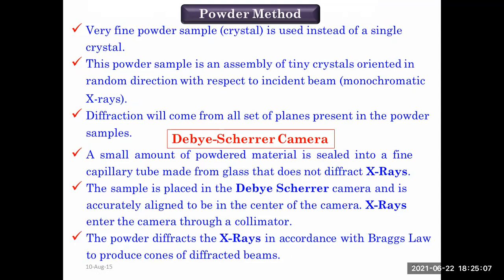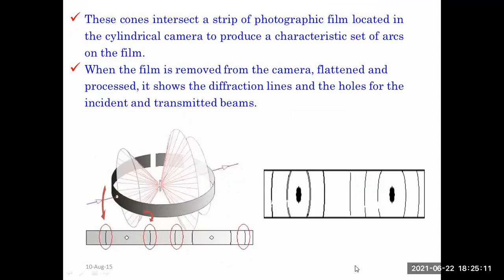The powder will diffract the X-rays in accordance with Bragg's law to produce the diffraction beam. So when we take out these cones, we'll get different cones with the X-rays as they are entering. When the X-rays are incident on this capillary tube and go inside, you'll get a back reflection, and in the forward direction there is some deflection that will be impinged on this negative film, and you'll get this type of image, right?